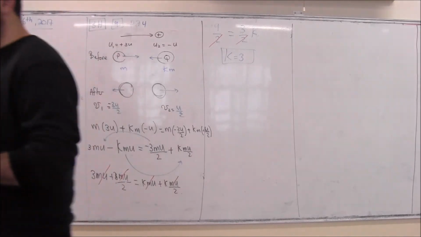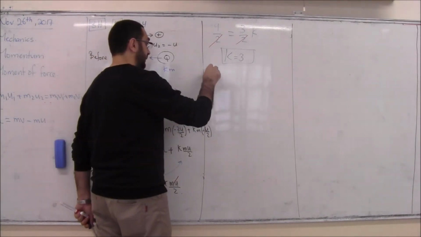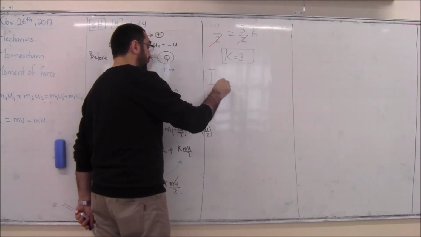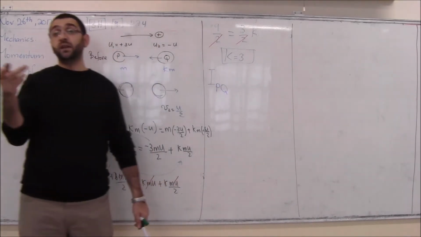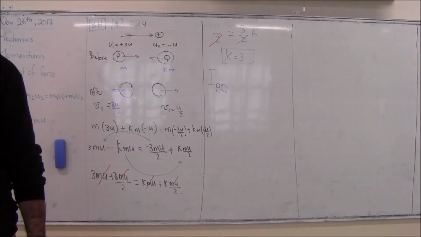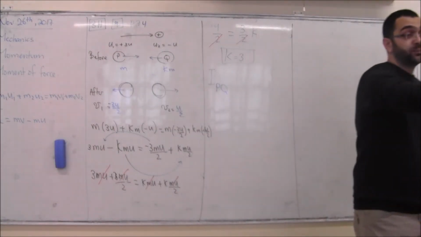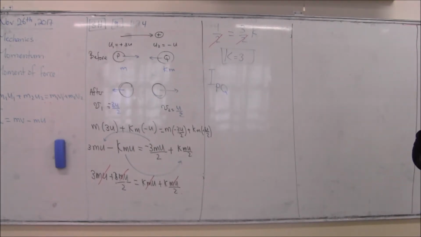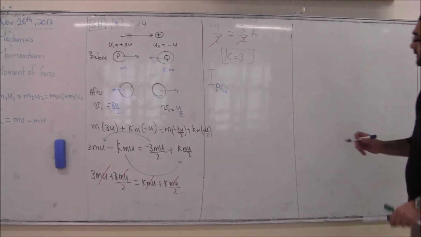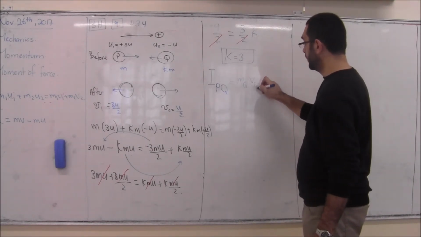B, what are we asked to find? Impulse by P on Q. If I find it as Q on P, it doesn't matter, guys, because they are equivalent. If I find PQ or QP, it will be the same, only the sign changes. Here, M_Q V_Q minus what?